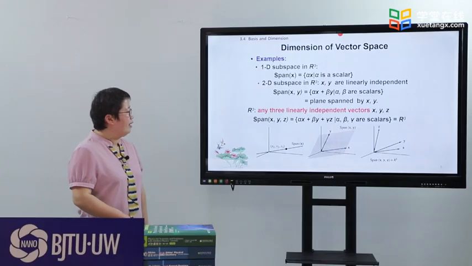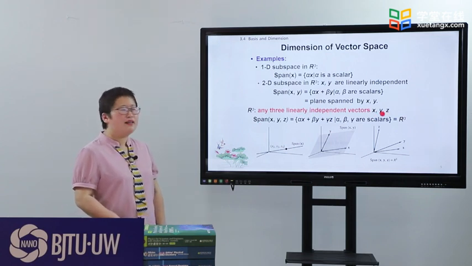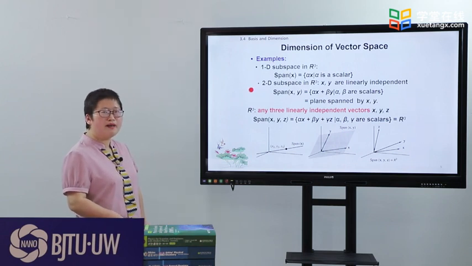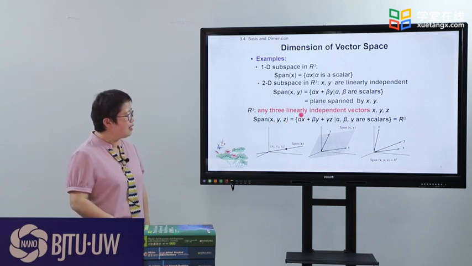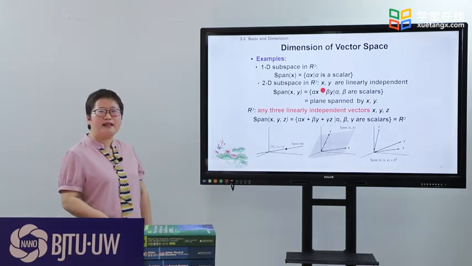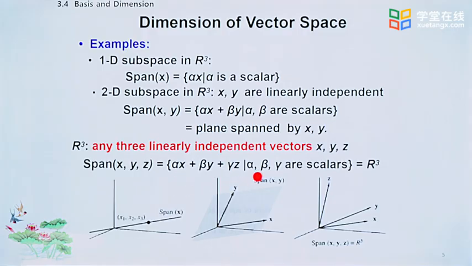Okay. So for R3, any 3 linearly independent vectors, X, Y and Z, can span the whole space R3. So the span of X, Y, and Z equals elements of this type: alpha times X plus beta times Y plus gamma times Z, where alpha, beta, gamma are scalars. So this will constitute the whole space.